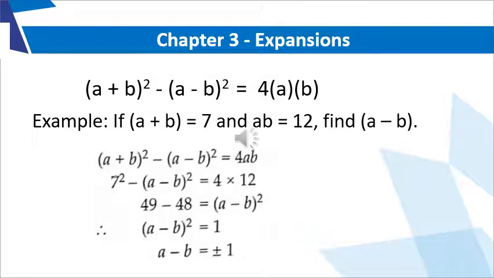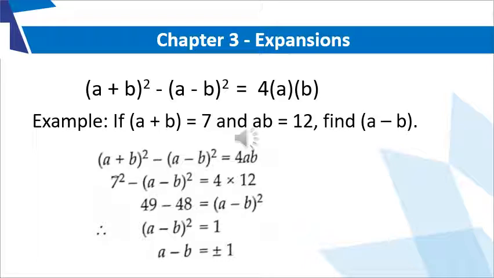Another commonly used identity is (A plus B) the whole square minus (A minus B) the whole square equal to 4AB. Consider the example given below. If A plus B is equal to 7 and AB is equal to 12, find A minus B. The easiest way is to apply this identity. Substituting the value of A plus B equal to 7 and AB equal to 12, we get 7 square minus (A minus B) the whole square is equal to 4 into 12. This implies that 49 minus 48 is equal to (A minus B) the whole square, or (A minus B) the whole square is equal to 1.